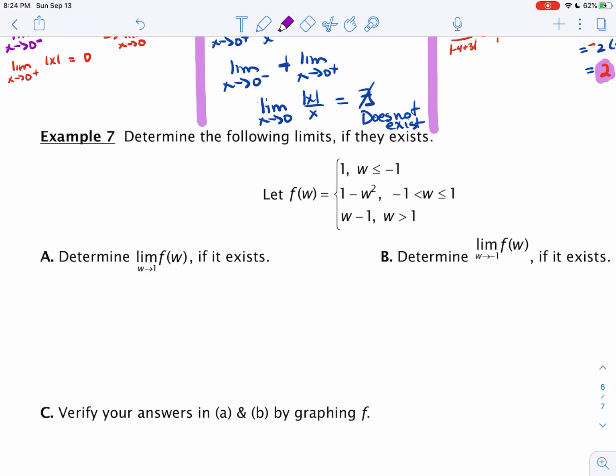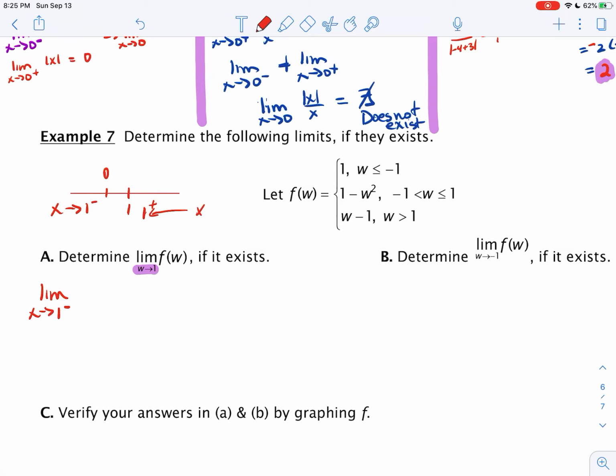I see that we are calculating the limit as x approaches 1. If I'm going to consider the limit as x approaches 1 from the left, I want to take values that are really close to 1 but smaller than 1, because it's coming from the left. So this is approaching 1 from the left, and here we're approaching 1 from the right. Good.